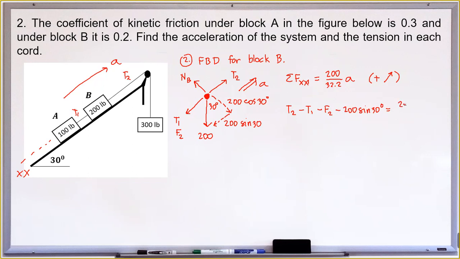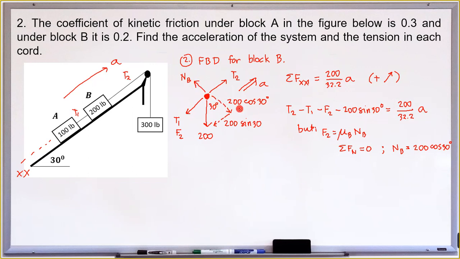is equal to 200 over 32.2 times the acceleration. Again, we all know that the second friction is also equal to mu B times the normal force at B. And then if we take summation of forces along the normal to the surface, that should be equal to zero, based on the rule I explained earlier. That is why the normal force B is simply equal to the normal component of our weight, so 200 cosine 30 degrees.